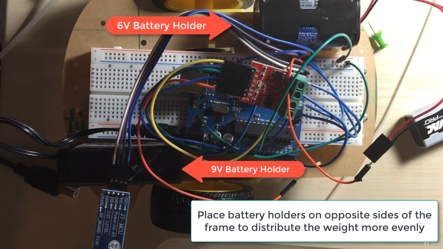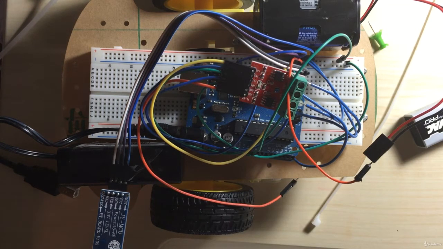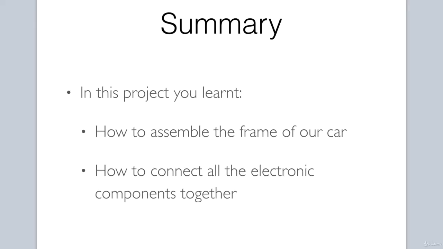Next up, we will upload the code to our Arduino to test our car out and to see how everything works together. To summarize, in this lecture, you learned how to assemble the frame for the car, and we were also able to wire up all the components together. Next comes the part we have all been waiting for, uploading the code and doing a test drive. I just can't wait. Let's move ahead to the final lesson in this project.